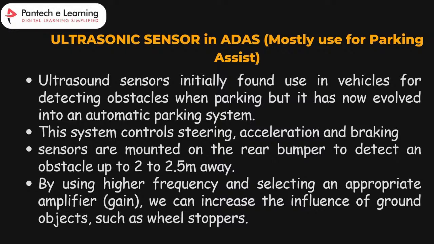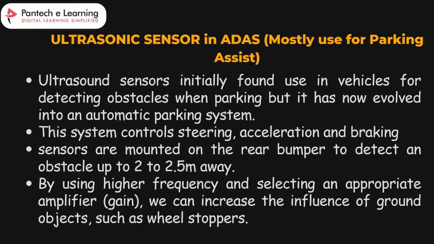These sensors are placed on the rear bumper of the car. They work like eyes that can see obstacles up to 2 to 2.5 meters away behind the car. This helps the car know when it is getting close to something and needs to stop or change direction to avoid hitting it.